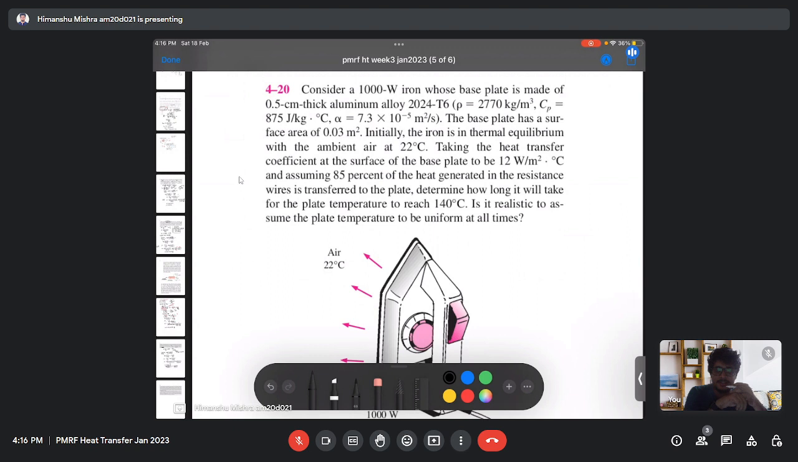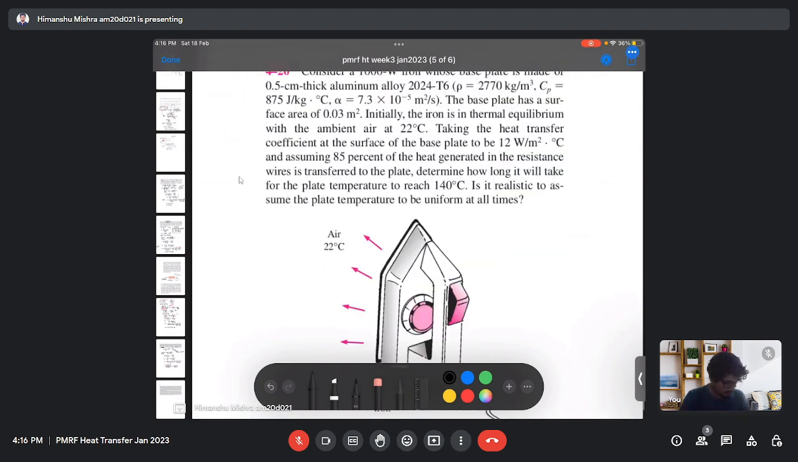heat transfer coefficient as 12 watt per meter square, and assuming 85% of the heat generated in the resistance wire is transferred to the plate, determine how long it will take for the plate temperature to reach 140 degrees Celsius. Is it realistic to assume the plate temperature to be uniform all the times?